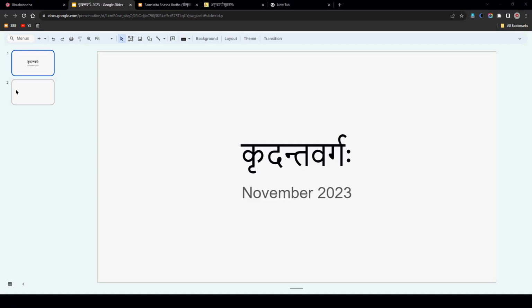Just a quick recap of last week. Last week we saw, at a very high level, what is a Kridanta. What we saw is that from the root, verb roots which are called dhatus, to that dhatu, krut pratyaya is added, which turns into a pratipadikam.